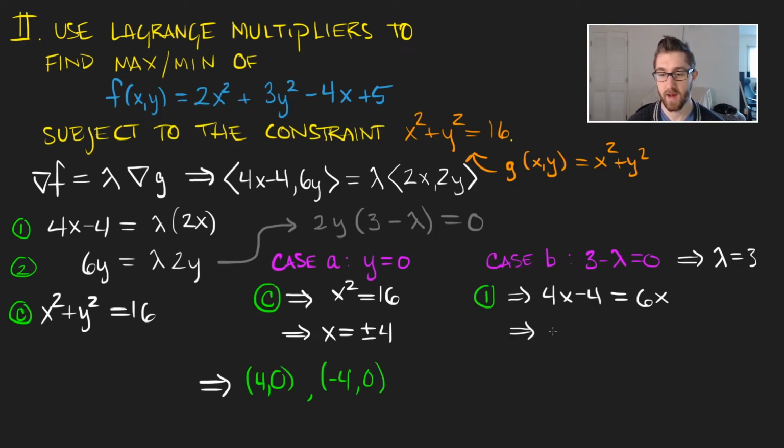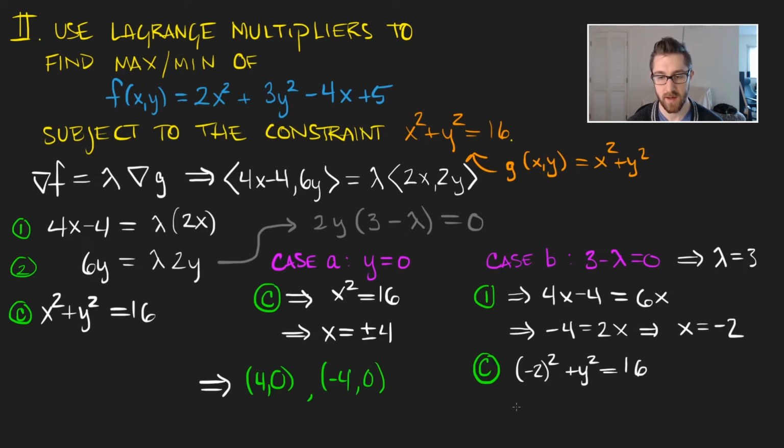And now we can use this to solve for x. We get negative 4 equals 2x. And so x is negative 2. And to figure out what y is, we're going to use the constraint again. If x is negative 2, then this is saying that negative 2 squared plus y squared equals 16, which means y squared equals 12. And so y is equal to plus or minus the square root of 12, which is plus or minus 2 square root of 3.